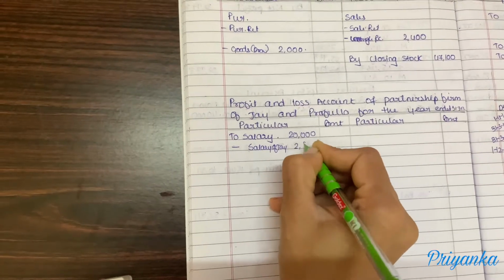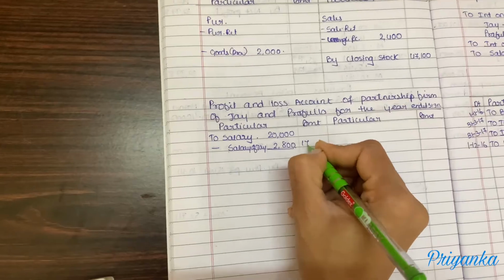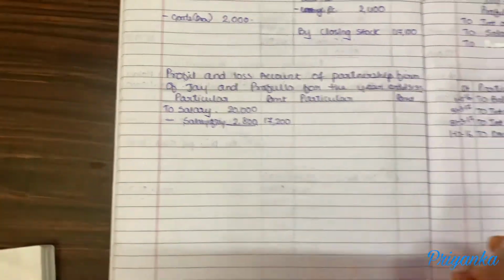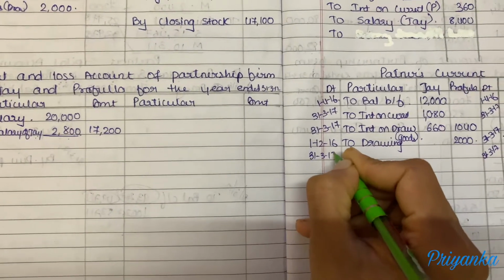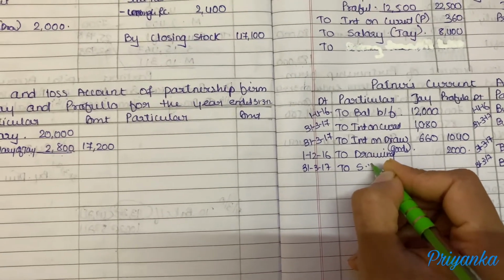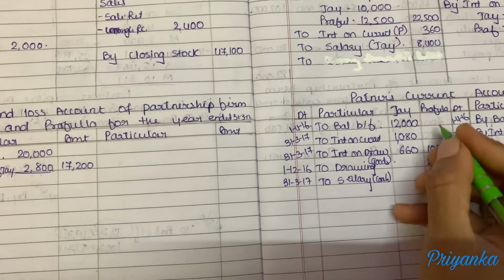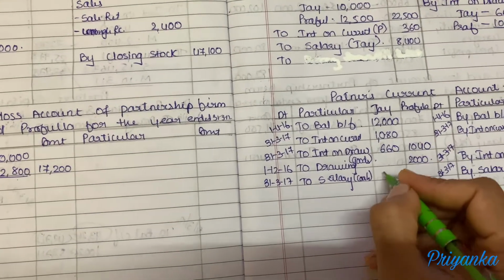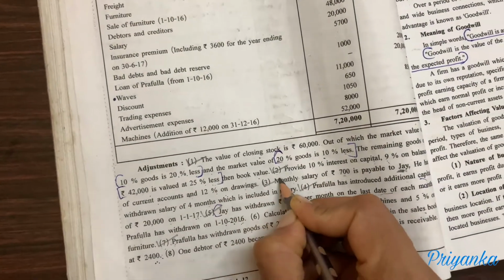that is 2,800, which leaves 17,000. Now this 2,800 will move to the partner's current account. 31st March 2017, by writing salary, cash 2,800 in the column of J. So here we finish with the third adjustment.